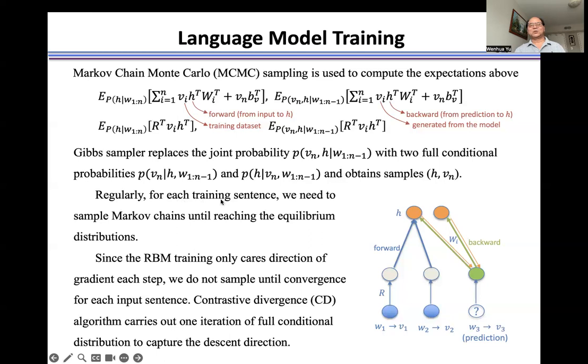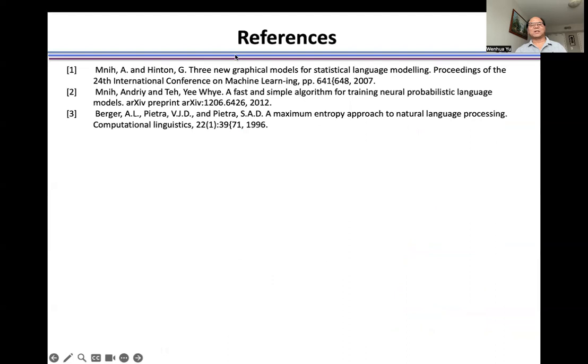Regularly, for each training sentence, we need to sample Markov chains until reaching the equilibrium distributions. Since restricted Boltzmann machine training only cares about the direction of the gradient in each step, we don't need to sample until convergence for each input sentence. So here we use the contrastive divergence algorithm, which carries out only one iteration of full conditional distribution to capture the descent direction. For more details, please check this reference.